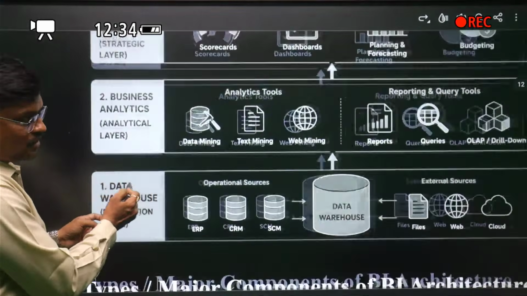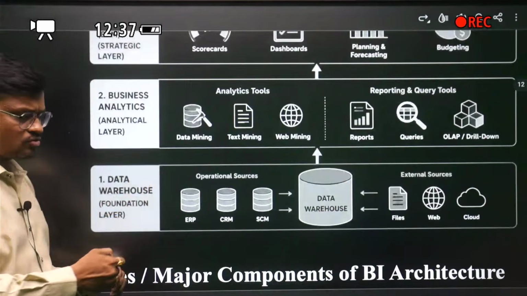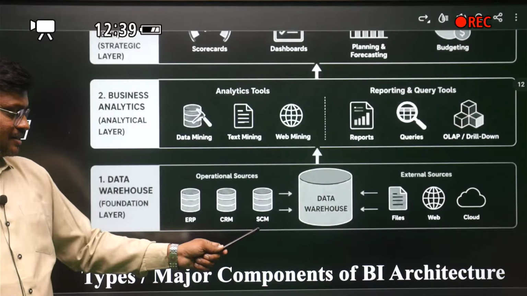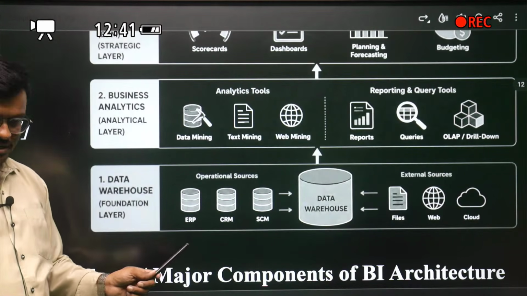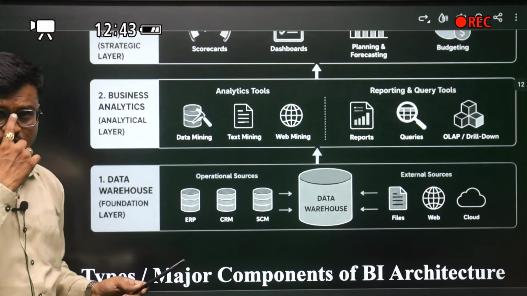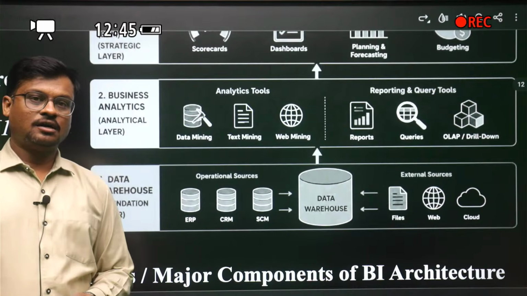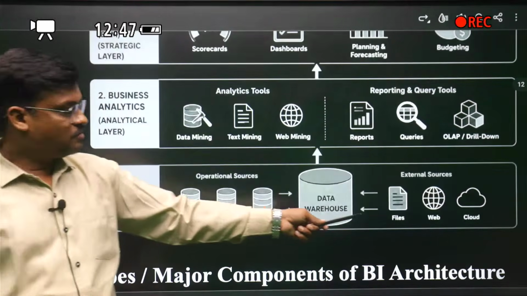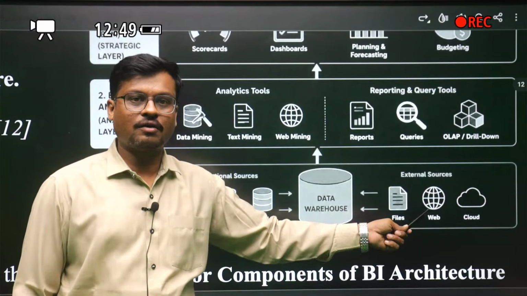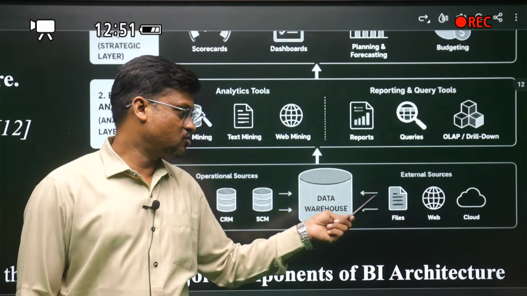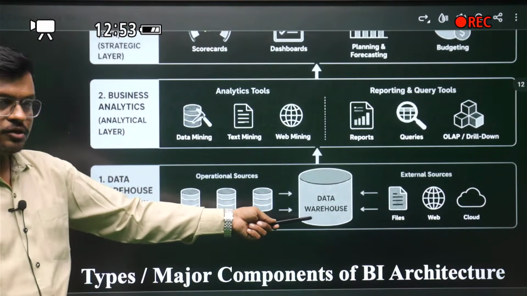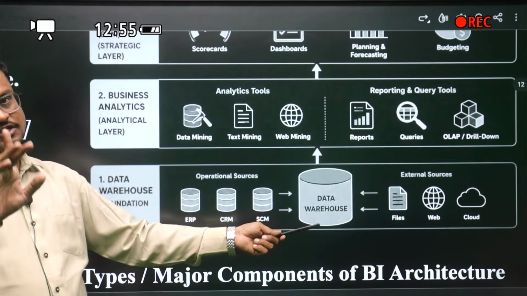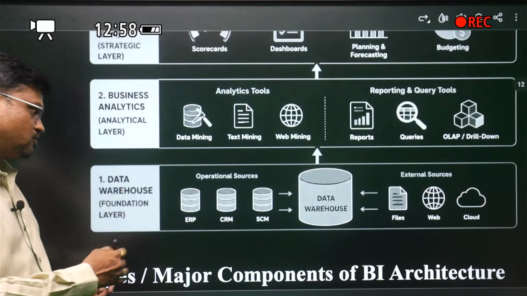The data is collected from various resources like CRM, SCM, ERP: enterprise resource planning, customer relationship management, and supply chain management, along with external resources like web, cloud, and files. From various resources, data will be collected and dumped into your data warehouse. This is your first step, collecting the data from various resources.